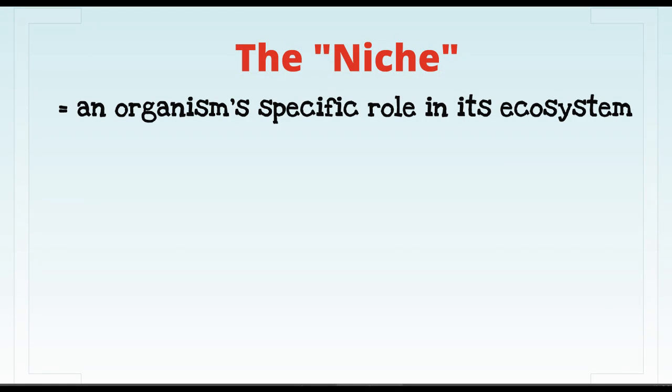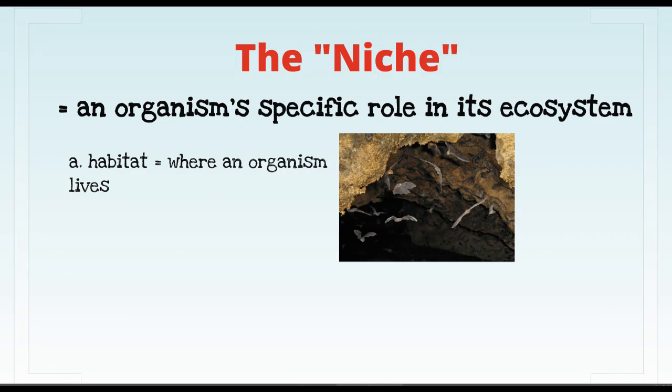One of the fundamental concepts in ecology is the idea of the niche, and that is that every organism has a very specific role in its ecosystem. And the niche includes a lot of different parts. So it can include the habitat, so where an organism lives specifically in that environment. And so I'm going to give you a bat example. So here we have some bats living in a cave, and that's their particular habitat.